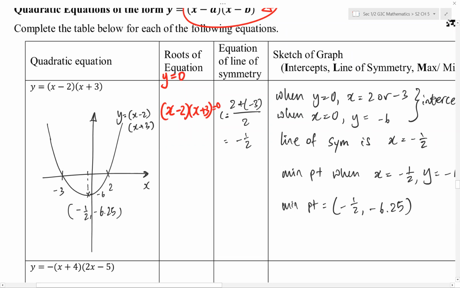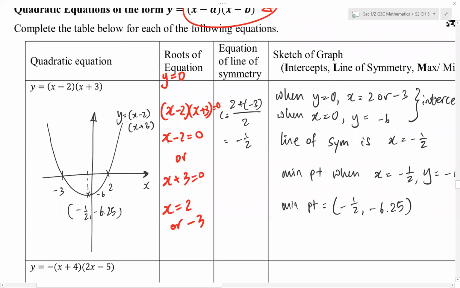minus 2, x plus 3 equals to 0. From here, once this is equal to 0, we can say x minus 2 equals to 0. Has to be, right? The other case will be x plus 3 equals to 0. It has to be either one of these two. Therefore, we say the roots will be x equals 2 or negative 3.